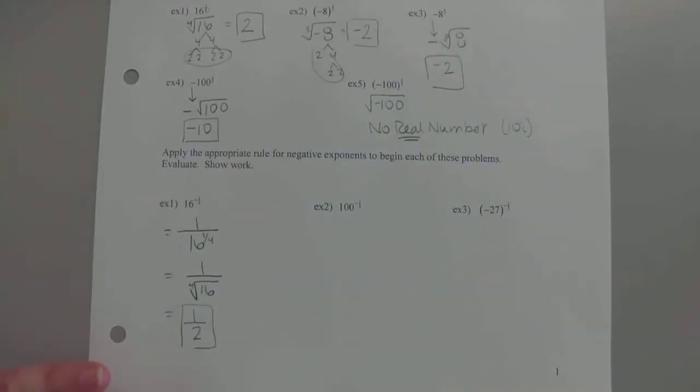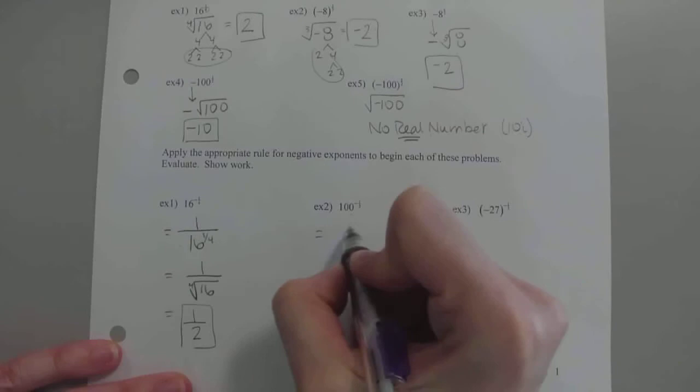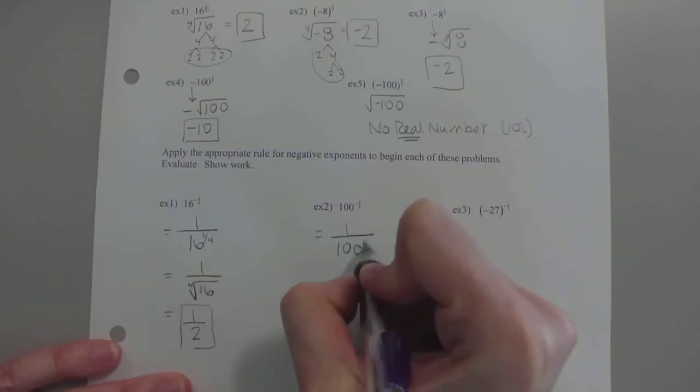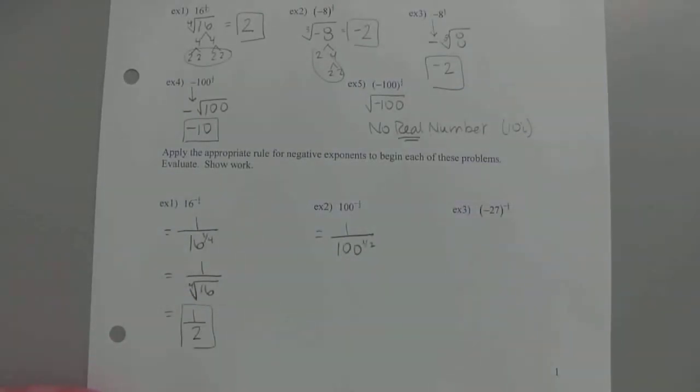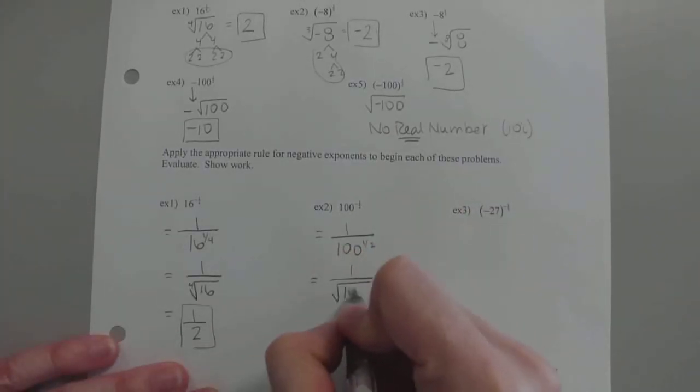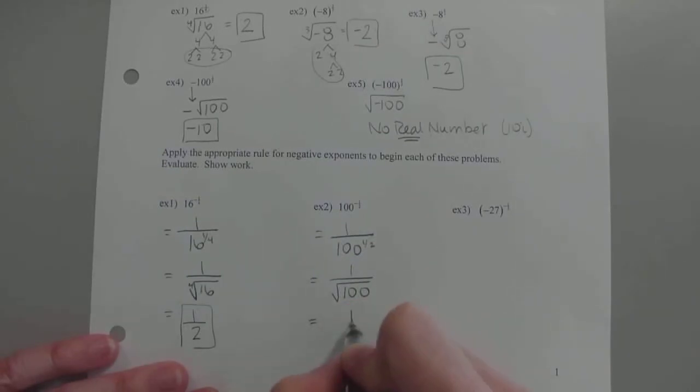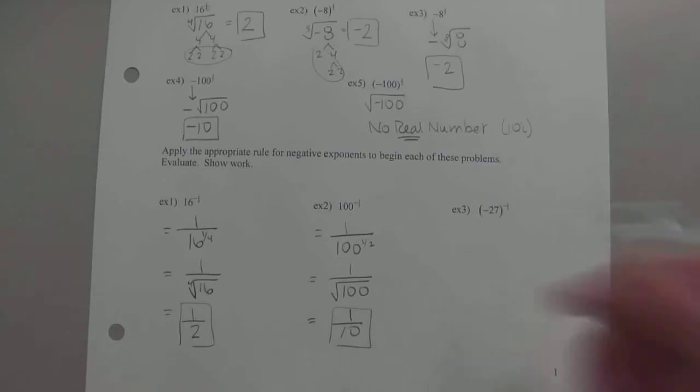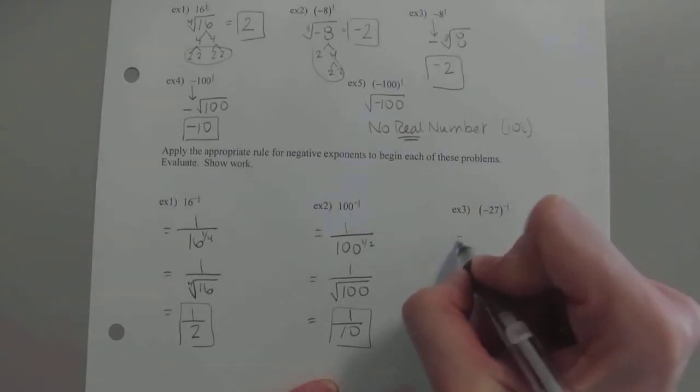Same thing with this. Notice it's not a negative 100. It's 100 to the negative 1/2. So that negative means I need to go to a different location. And then what's the 1/2 power equivalent to as far as roots go? So that would be 10. Yep, so it's just 1/10.